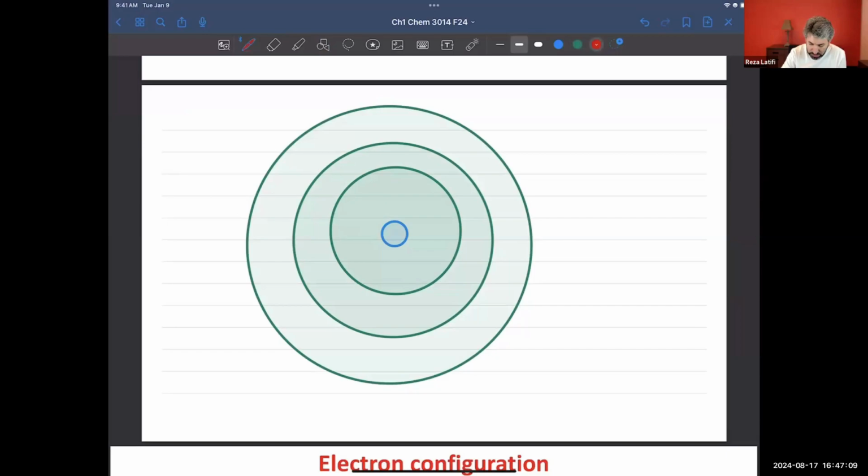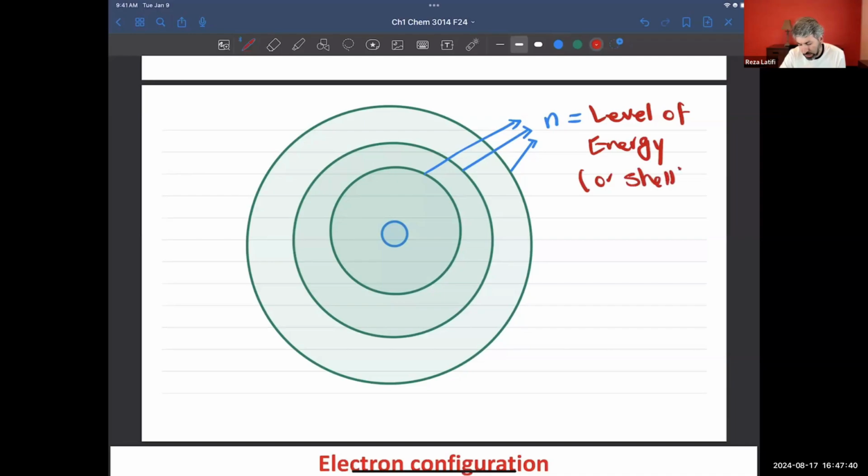I'm going to call the orbits n. We're going to call it level of energy or shell. You can also call it orbit. Electrons will be inside of the orbits, hanging around the nucleus. And inside the nucleus, you will have protons. Here we have protons and neutrons.